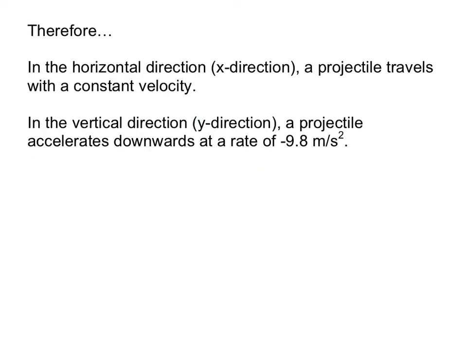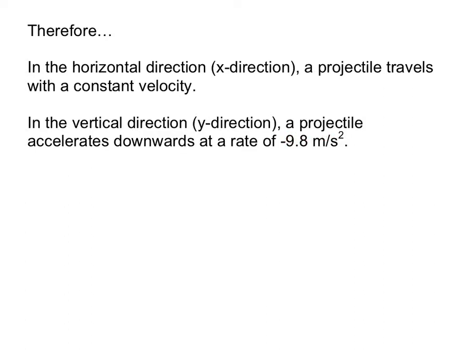Okay, so as it turns out, both things are actually happening at the same time. If you were to somehow be able to just look at the projectile with the horizontal direction in mind, it does travel with a constant velocity from left to right. Now, if you were to also just pay attention to the vertical motion, you'll find an object that's accelerating downwards with a rate of negative 9.8 meters per second squared.